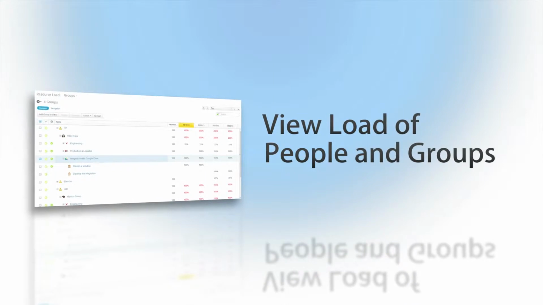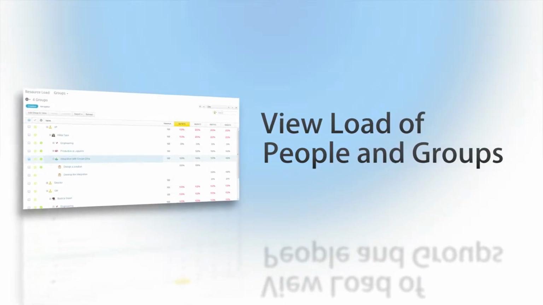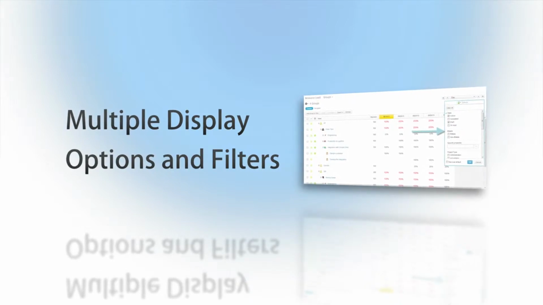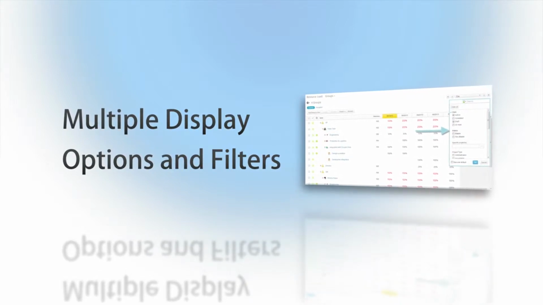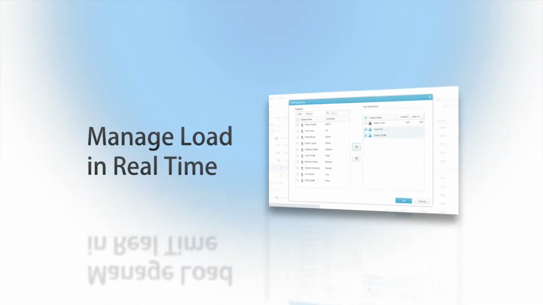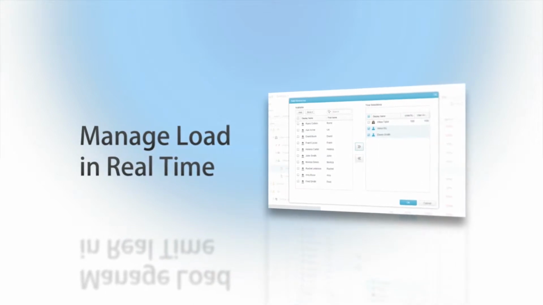Resource Load view lets you view and manage the workloads of people and groups by original planned work or remaining effort, load or availability, filtered in accordance to a specific scope, and displayed by hours or by units. This gives you a very powerful tool that enables you to see your organization's actual capacity in real time.